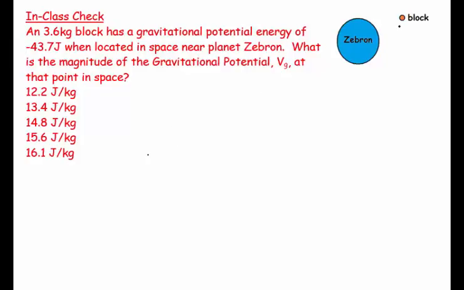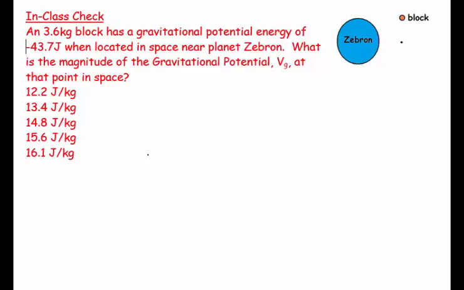So here's my visualization. I have my planet, I have my block, and this block has a certain potential energy by virtue of its position within the gravitational field created by planet Zebron. I've been given the gravitational potential energy, but I want the gravitational potential. And the gravitational potential is, if you like, the gravitational potential energy per unit mass.